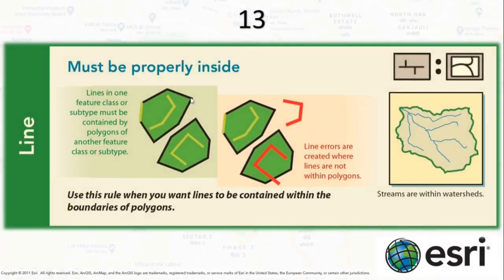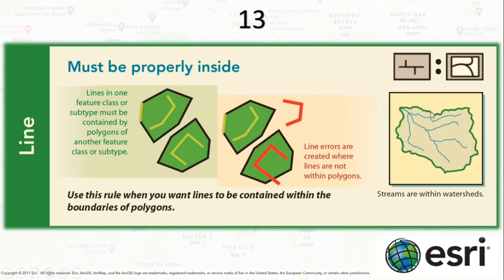This requires that a line is contained within the boundary of an area feature. This is useful for cases where lines may partially or totally coincide with the area boundaries but cannot extend beyond polygons, such as state highways that must be inside state borders and rivers that must be within watersheds.